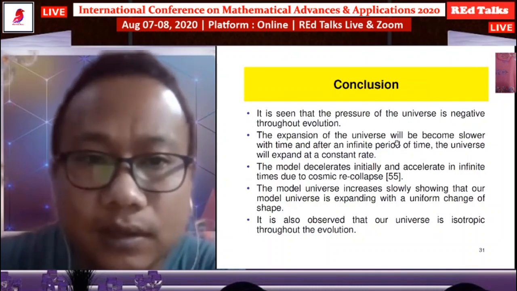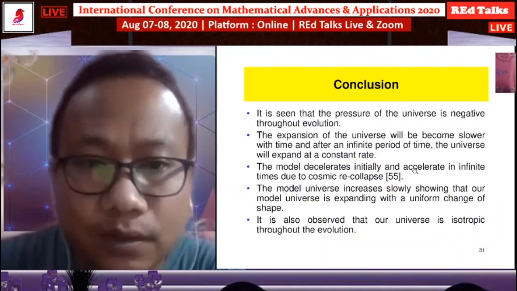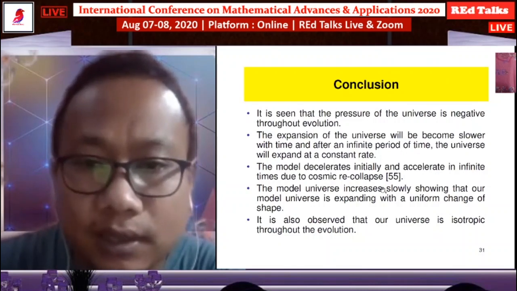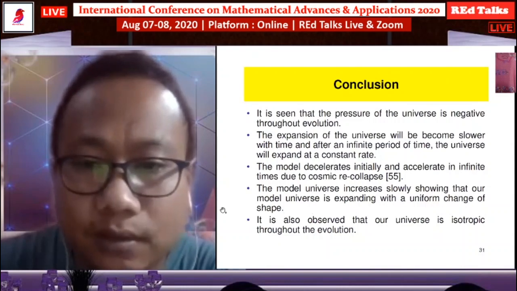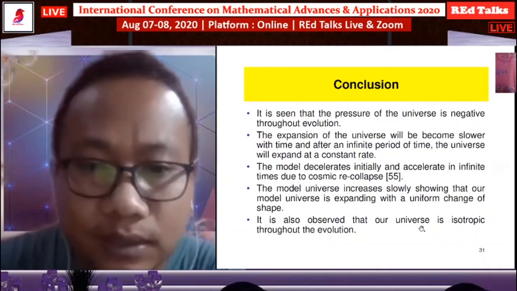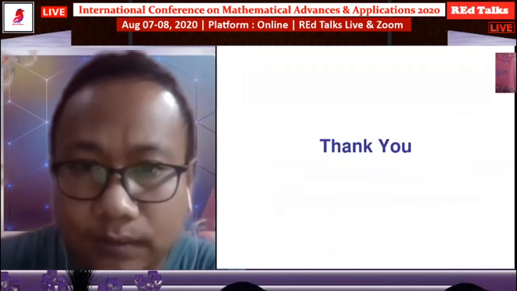Now, in the conclusion, it is seen that the pressure of the universe is negative throughout evolution. The expansion of the universe will become slower with time, and after an infinite period of time, the universe will expand at a constant rate. The model decelerates initially and accelerates in infinite time due to cosmic recollapse. The shear scalar of the model universe increases slowly, showing that our model universe is expanding with a uniform change of shape. It is also observed that our universe is isotropic throughout the evolution.